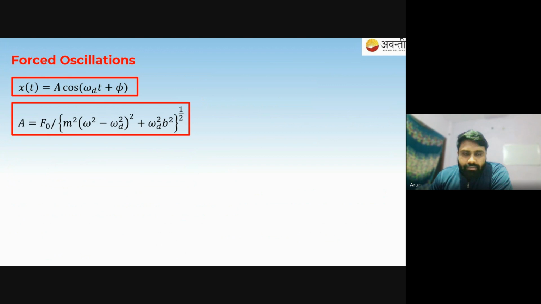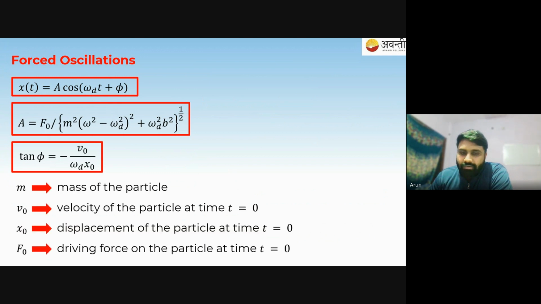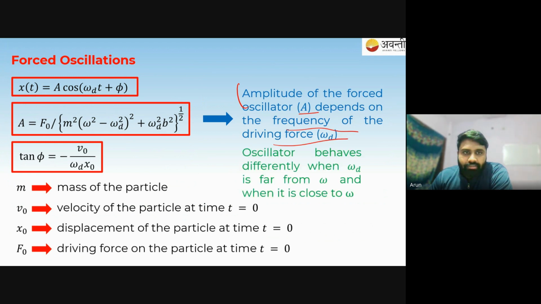Now, the expression of amplitude here is very complicated. The amplitude is given by F naught over the square root of m squared times (omega squared minus omega d squared) whole squared plus omega d squared times b squared, and tan phi is the angle between these two, so it is given by this. You can note it all down. So this is the amplitude of the forced oscillator, and it depends on the frequency of the driving force.